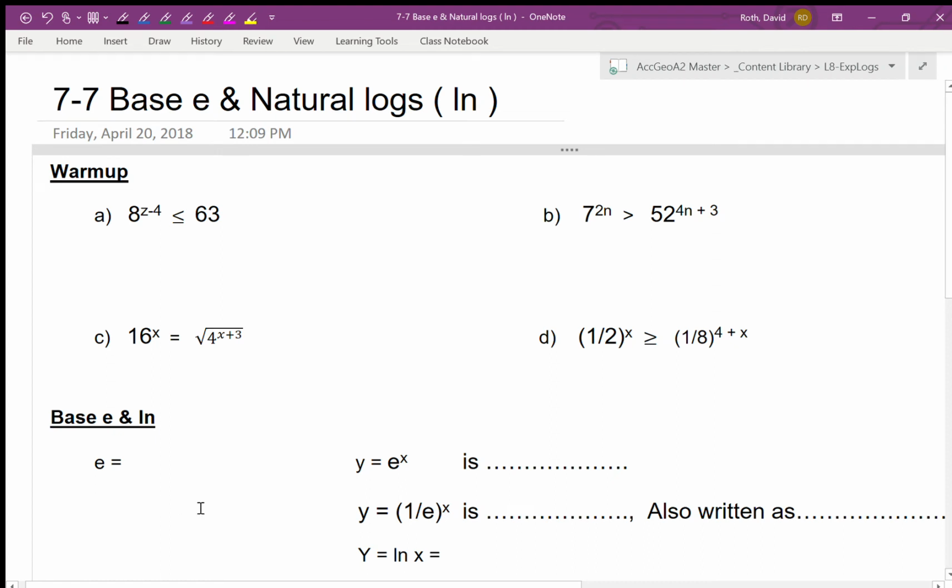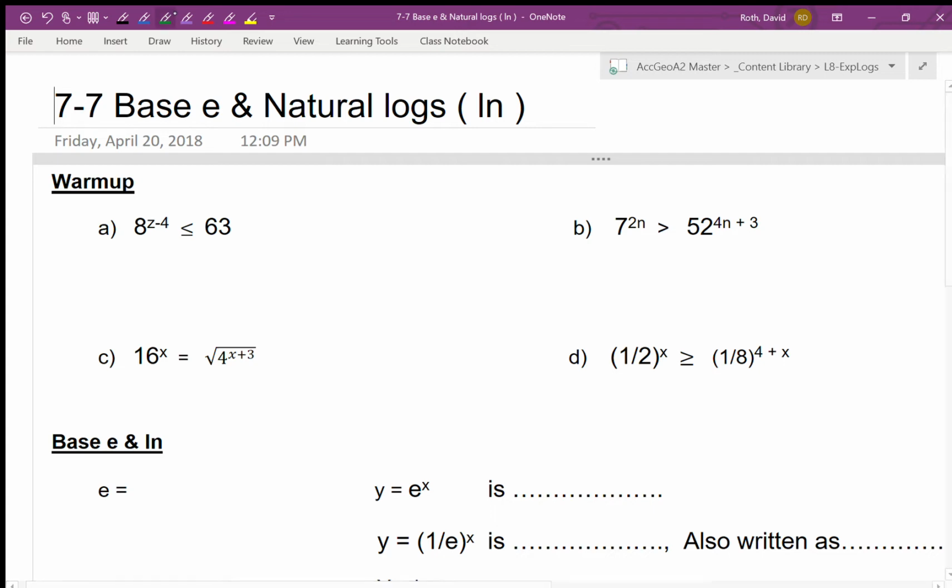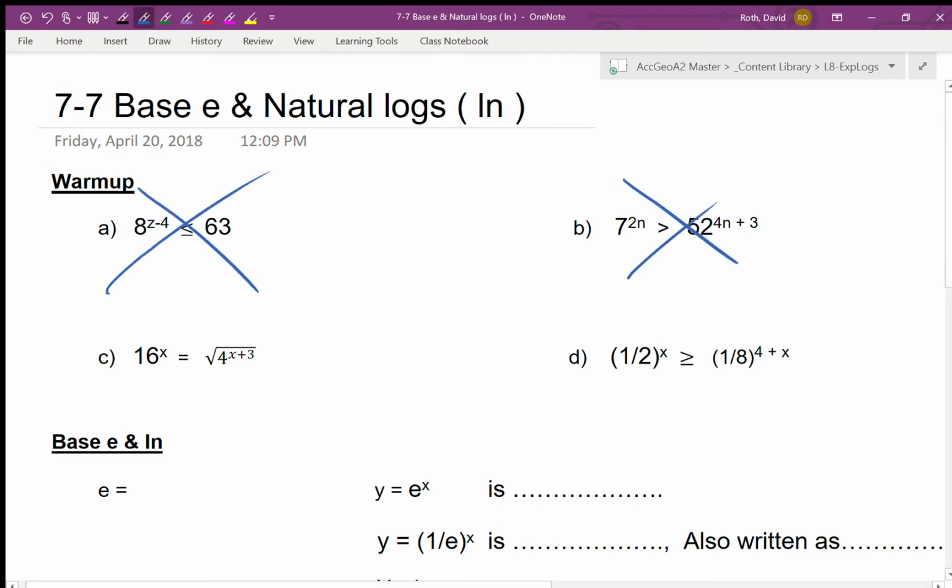Okay, hey everybody. Natural logs. Now, natural logs is kind of cool. It's very natural. So we'll get into it. But first, this is a good way to start work. Let's cancel some work. That's nicer.